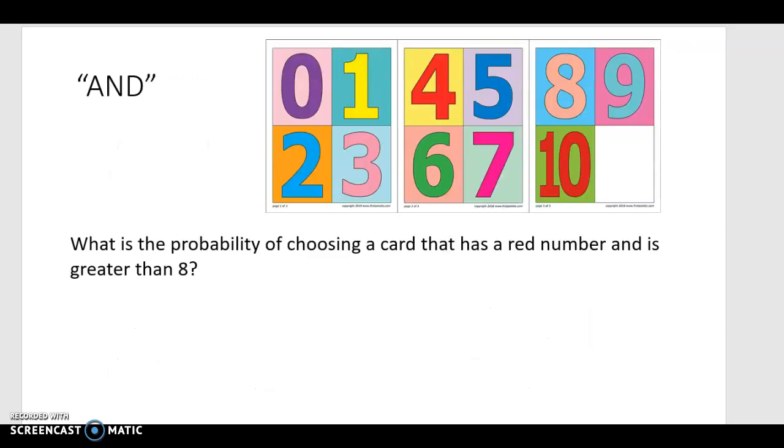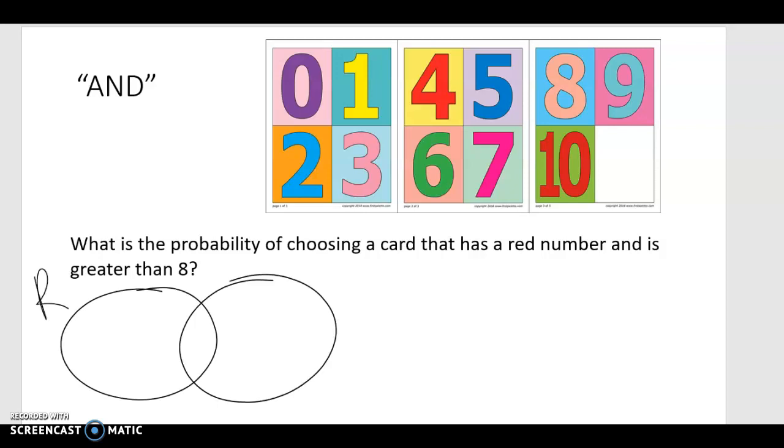All right, let's jump into the world of AND. You'll notice that with OR, it was okay that they were completely different, right? This or that. When we're talking about AND, it has to satisfy both criteria. So, the probability of choosing a card that has a red number and is greater than 8. Let's again go with this piece here. We're talking about red and greater than 8.